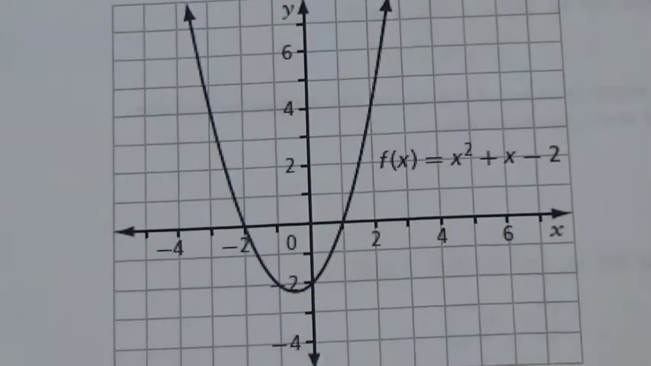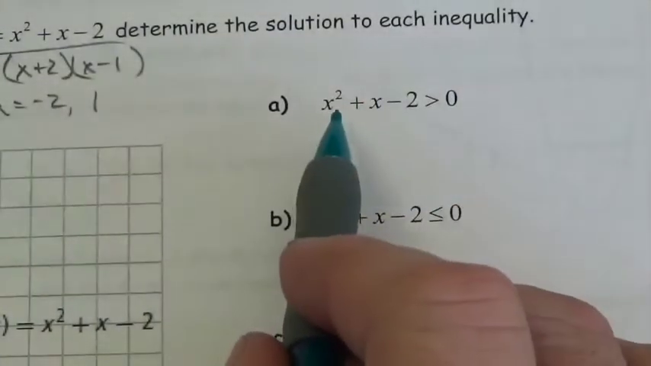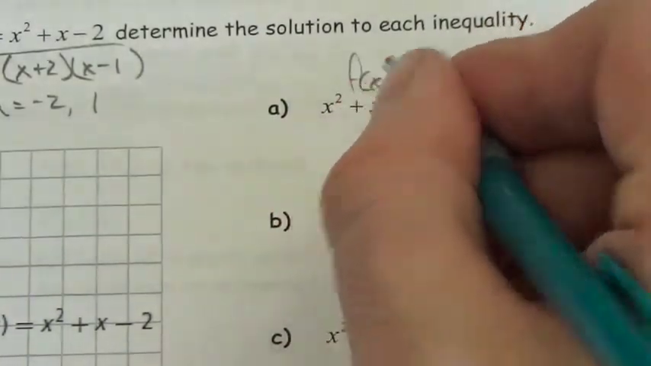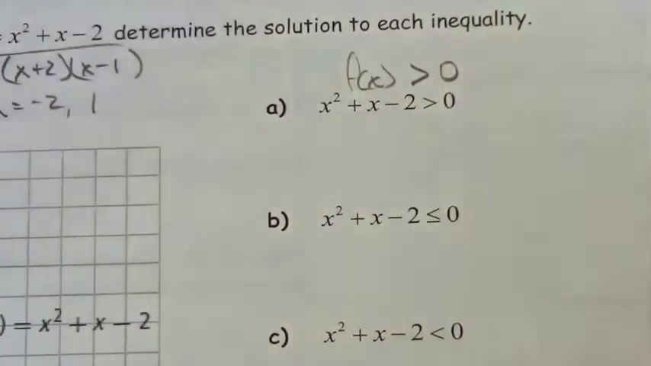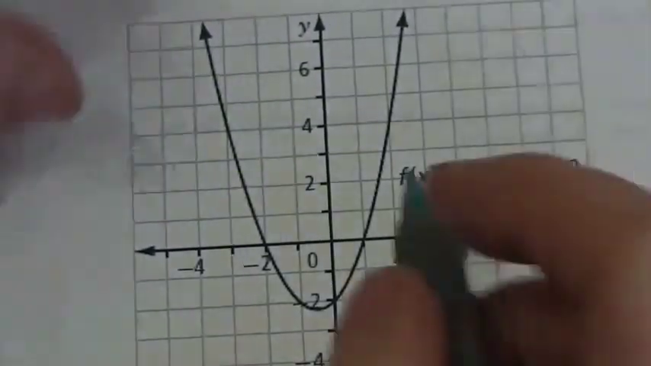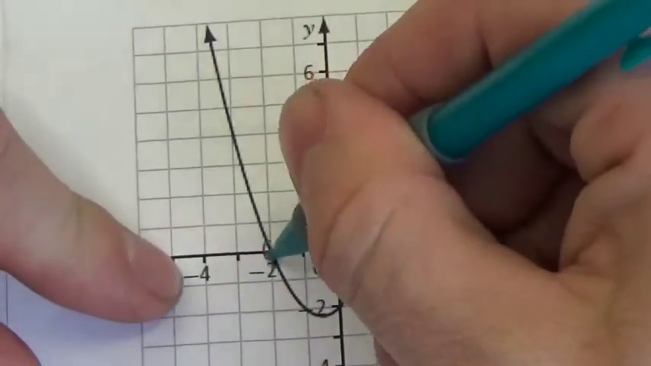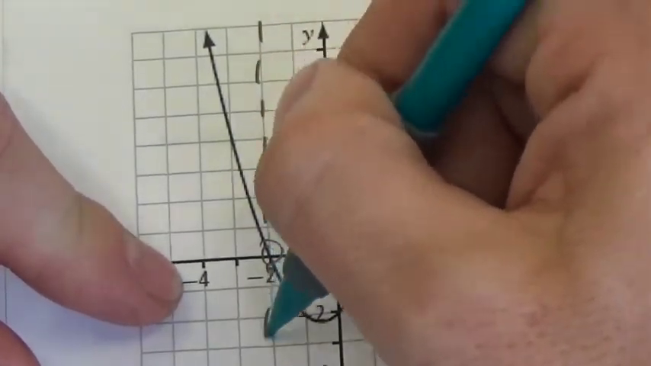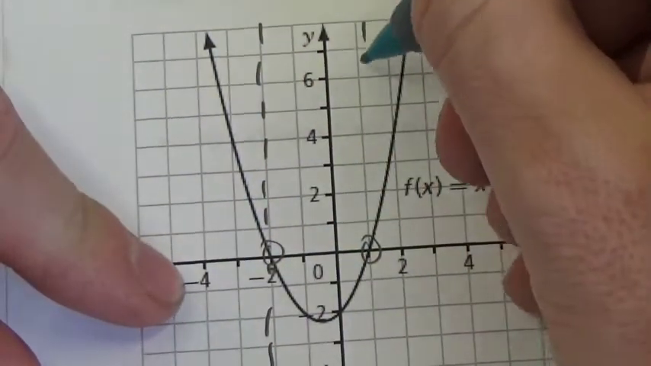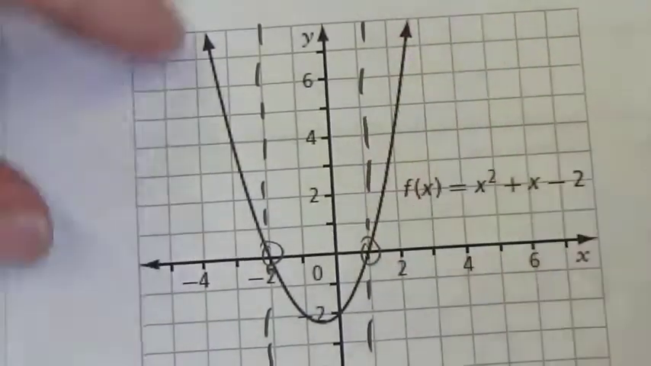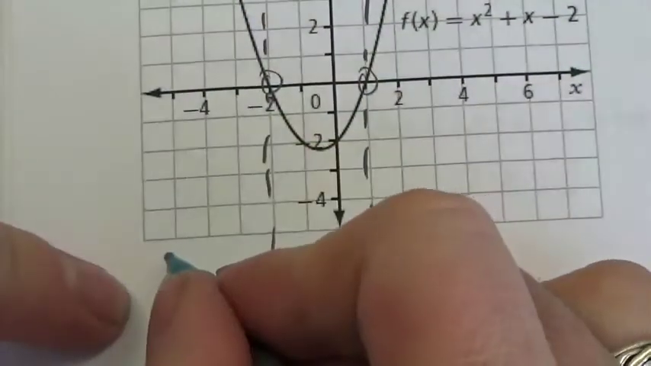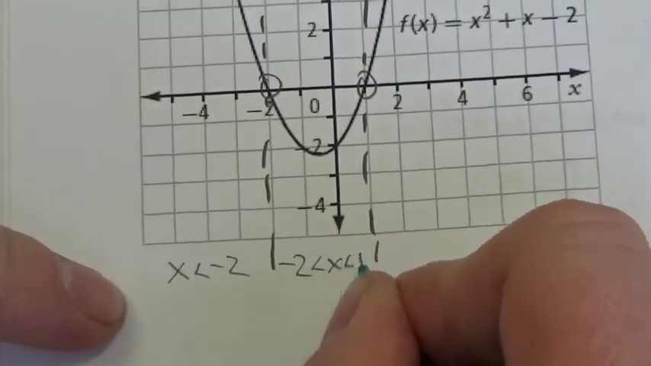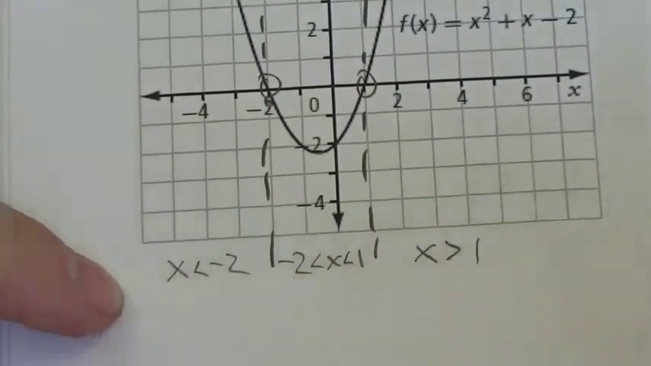So now, my first question is going to be, where is this parabola, where is this f of x, this whole machine here, greater than 0? Okay, well here's my f of x, and I'm going to look at those x-intercepts right there, and I know that those x-intercepts are going to break this apart into 3 different intervals. Okay, I have got the interval where x is less than negative 2. I have got the interval between negative 2 and 1, and where x is greater than 1.